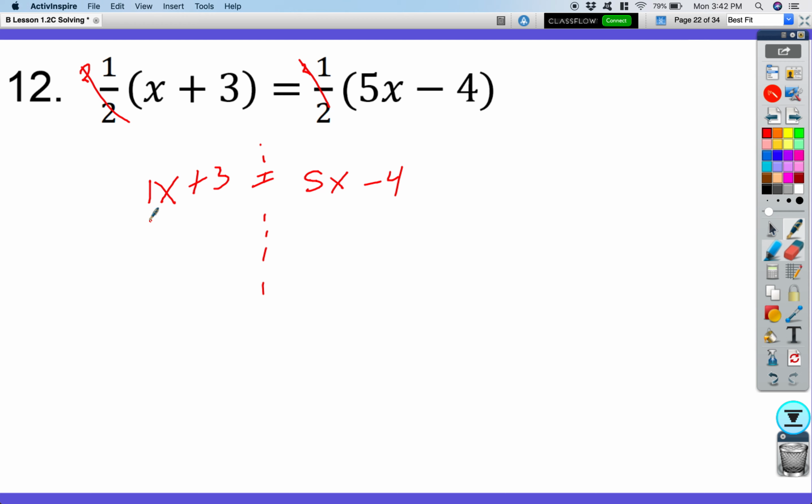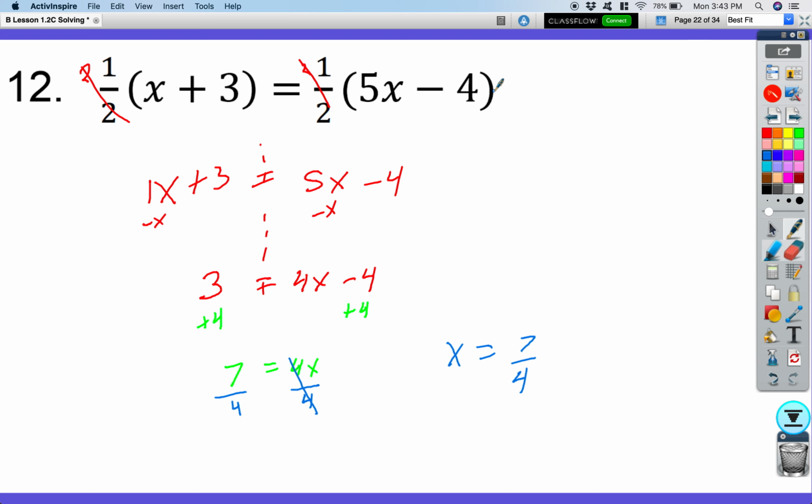So what I would do is minus x on both sides of the equation. This would give me 3 is equal to 4x minus 4. And then I would add 4 on both sides of the equation to get 7 is equal to 4x. My last and final step is I would need to get x by itself by dividing both sides by 4. Now, I knew this one had a solution. I didn't know what it was, I just knew it had one solution, I should say, because when I simplified it, I knew that there was 1x on the left side and 5x on the right side. Since the x's did not match on the left and the right side, I knew there would be one solution when I solved.